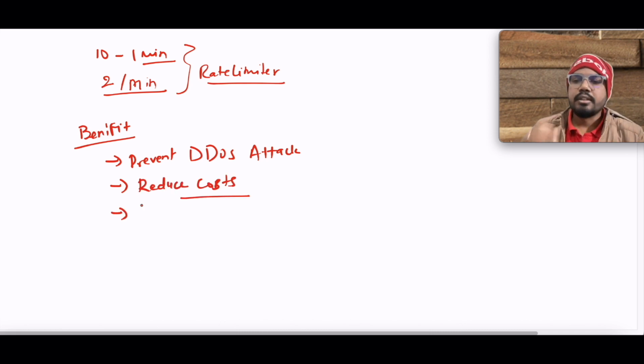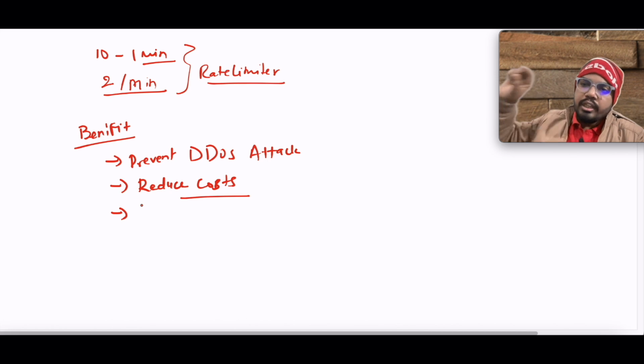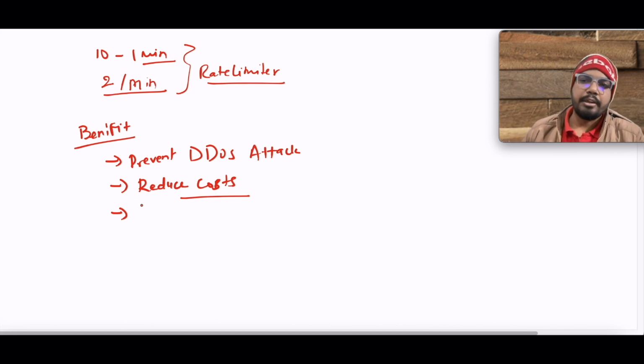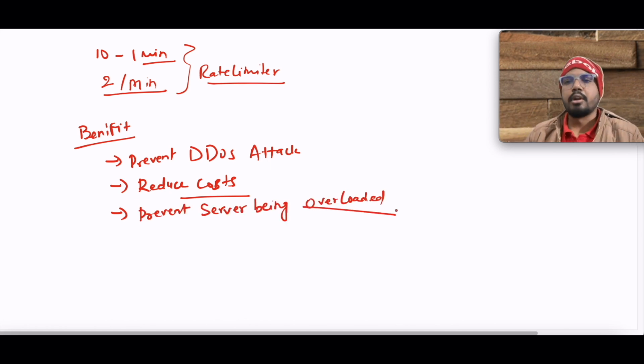The third benefit: the rate limiter prevents the server from being overloaded. It means that if you put the rate limiter between client and server, you set limits on the API calls and the client will not cross those limits. If the limit is exceeded, the call will not go through to the server. It will be blocked at the rate limiter. So it prevents the server from being overloaded. This is the third benefit. I hope you understand the benefits of the rate limiter.